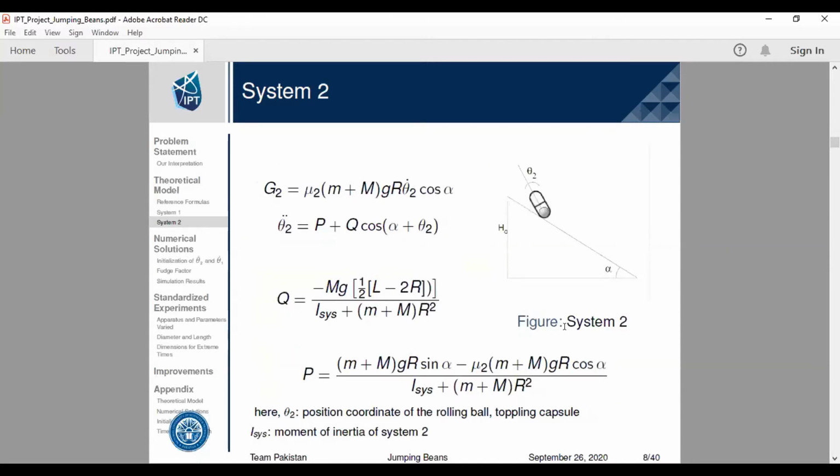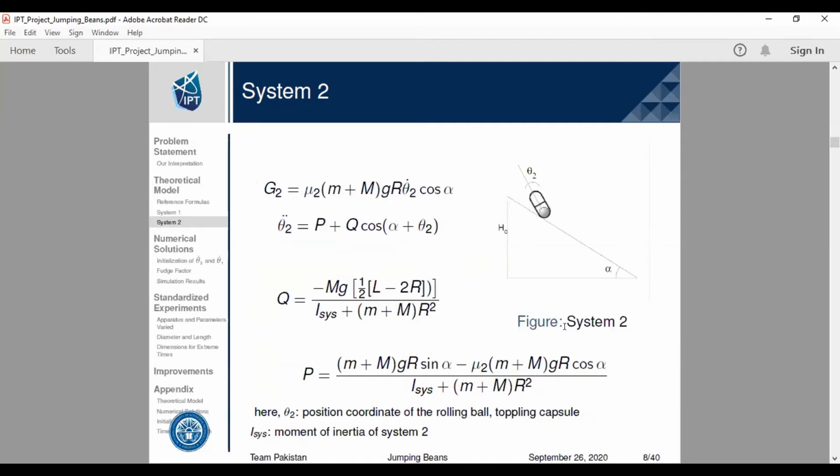So moving on to system 2. System 2 is where the ball-capsule system now moves with a velocity theta 2 dot, and the capsule topples with the center of toppling coincident with the center of rolling of the ball. As soon as the capsule falls down, assuming that the capsule-ball system's collision with the surface of the incline is significantly inelastic, the capsule rests static and system 1 is achieved.